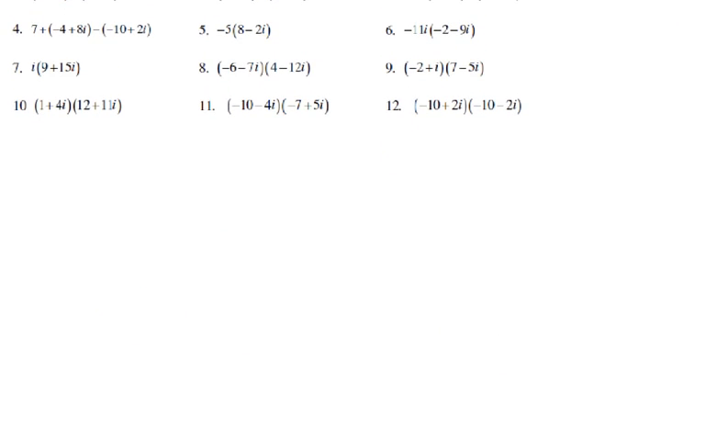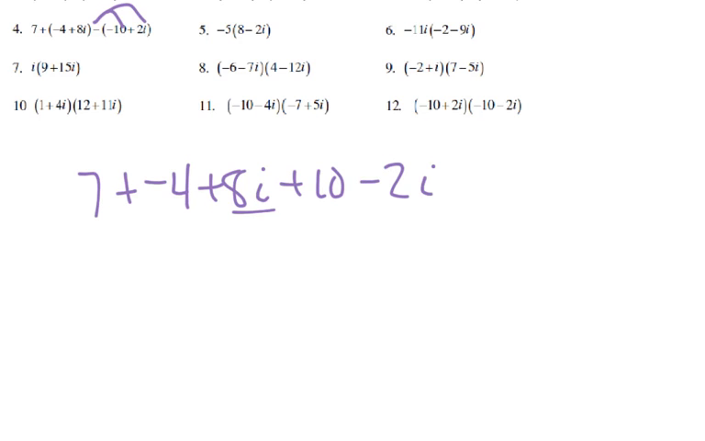Let's clear those ones. Now number 4, 7 plus negative 4 plus 8i. That minus distributes, so plus 10 minus 2i. So combine the i's. Positive 8, negative 2, positive 6i. 7 minus 4 would be 3, plus 10 would be 13, plus 6i.